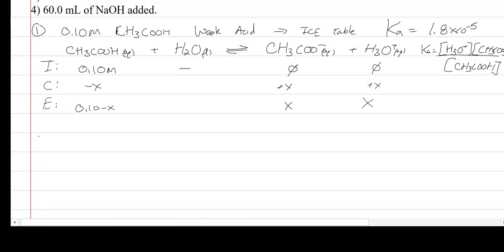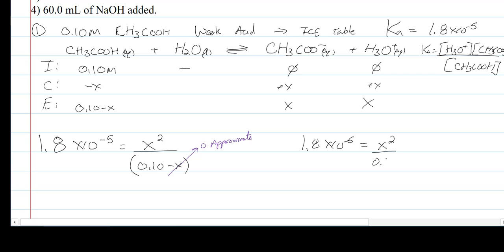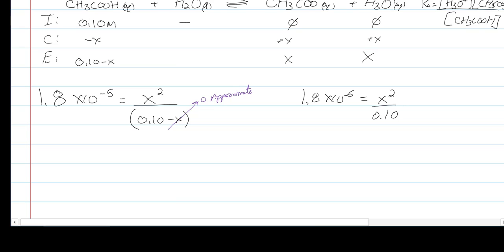So plug it into Ka. 1.8 times 10 to the negative fifth equals x squared all over 0.10 minus x. Can we approximate here? The answer is yes. If I approximate, I can make this minus x approximately 0. So we get 1.8 times 10 to negative 5 equals x squared over 0.10. Do the math, bring the 0.1 up. I get 1.8 times 10 to negative 6 equals x squared. Square root both sides. X, which would equal H3O plus in this case, would be 0.0013.